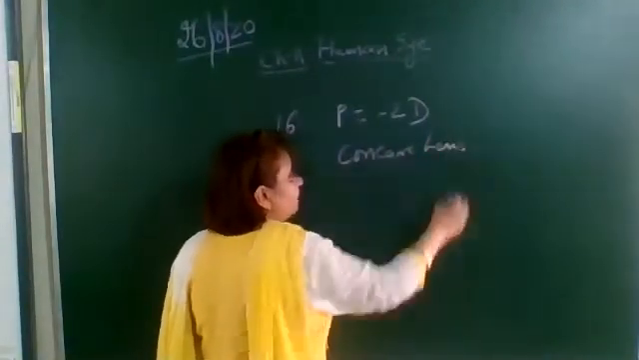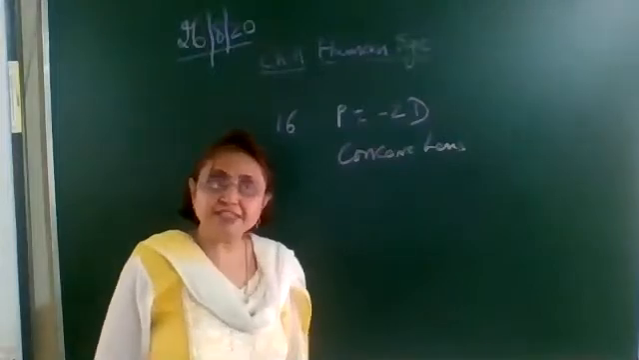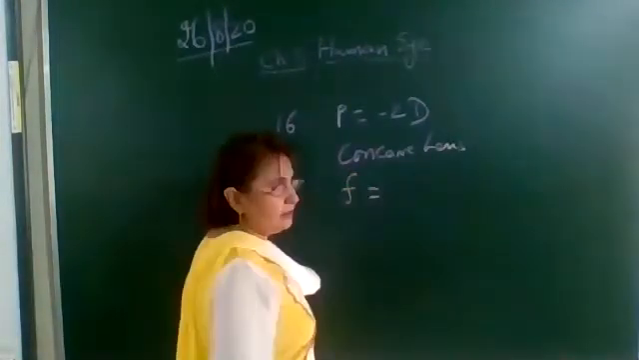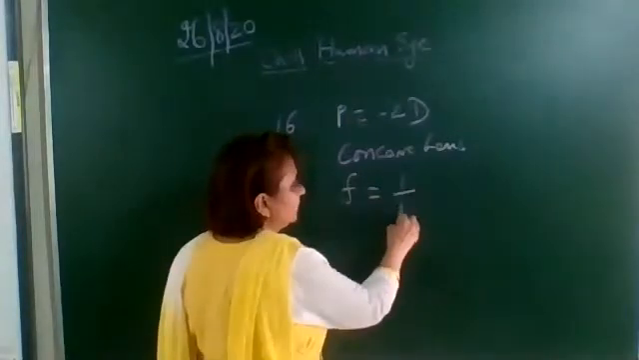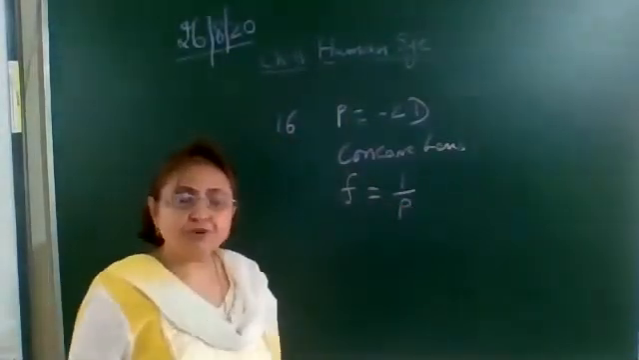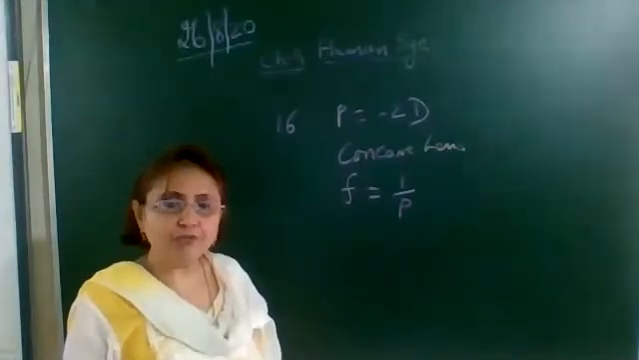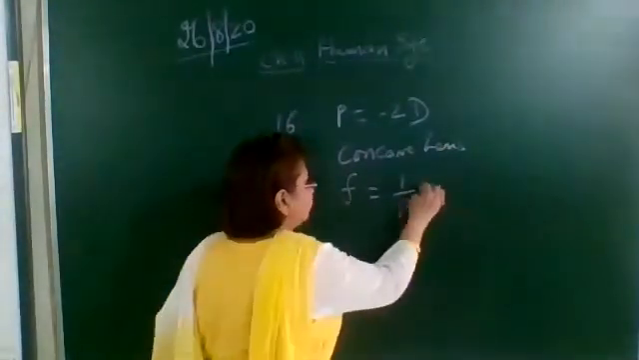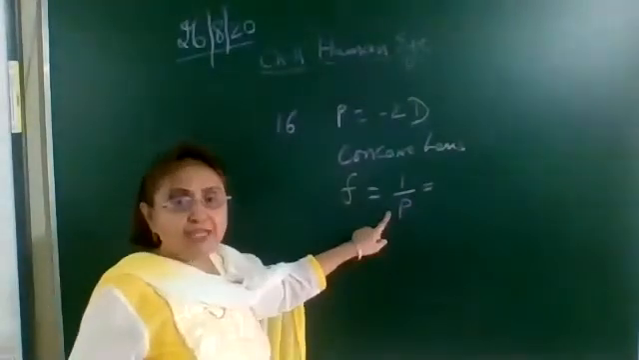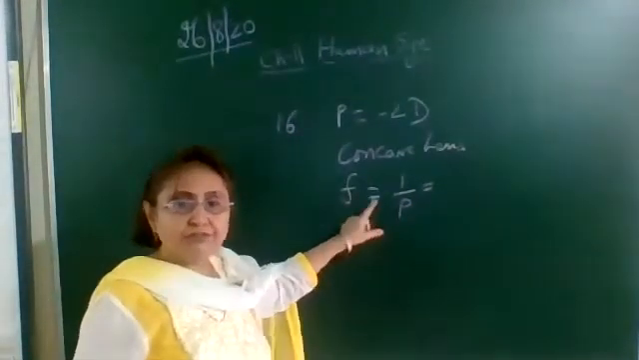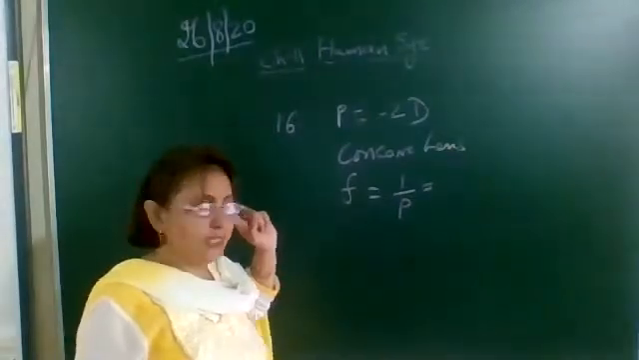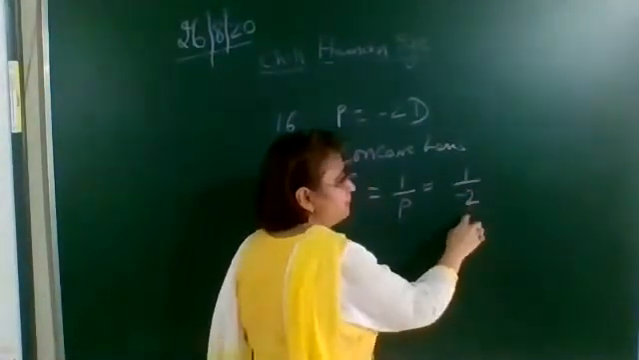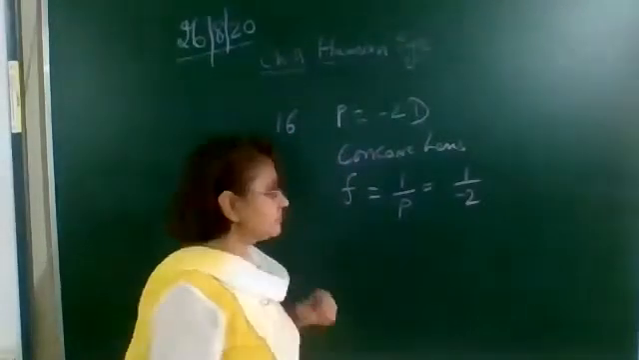It is a concave lens. Why? Because its power is negative. Now let's find out the focal length. We know that power is the reciprocal of the focal length, or you can write down focal length is the reciprocal of power. If the power is in diopters, we'll get the focal length in meters. So 1 upon power, minus 2 diopters.